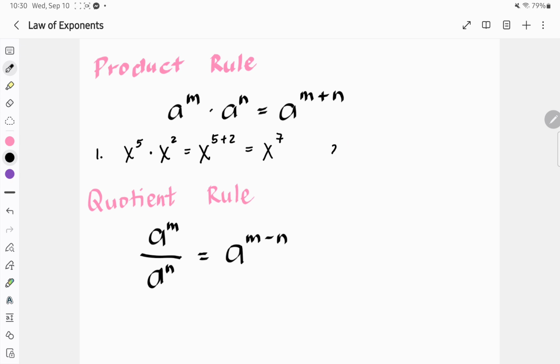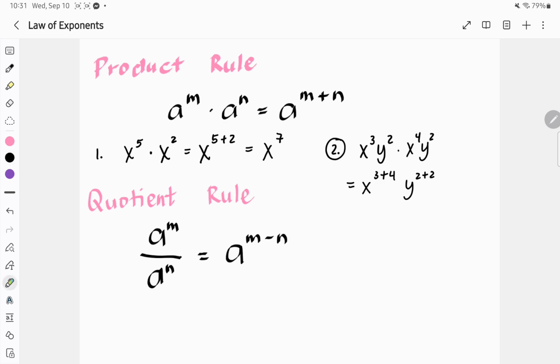Let's have another example. Let's say you have x raised to 3 times y raised to 2 times x raised to 4 times y raised to 2. You would notice there are two sets of bases, x and y. They also have different exponents. So let's start with x. That will be x raised to 3 plus 4, adding their exponents. Then y raised to 2 plus 2.